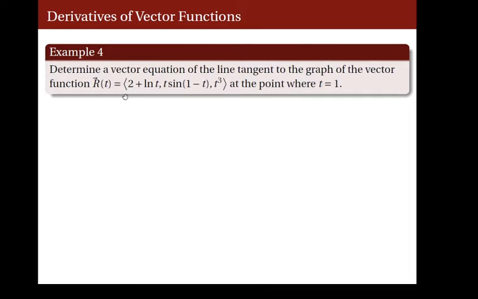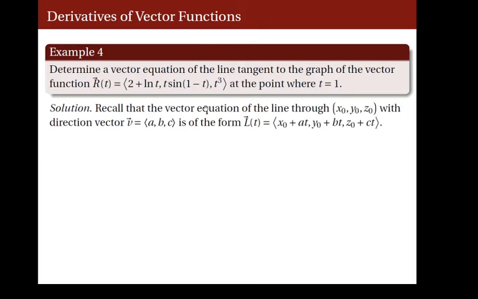Now let us look at this next example. So here, we are again given a vector valued function R, whose this time the coordinates are 2 plus ln of t, t sine of 1 minus t, and t cubed. What we want to do here is to find the vector equation of the line tangent to the graph of R of t at the point t equals 1. Now, how do we do this?